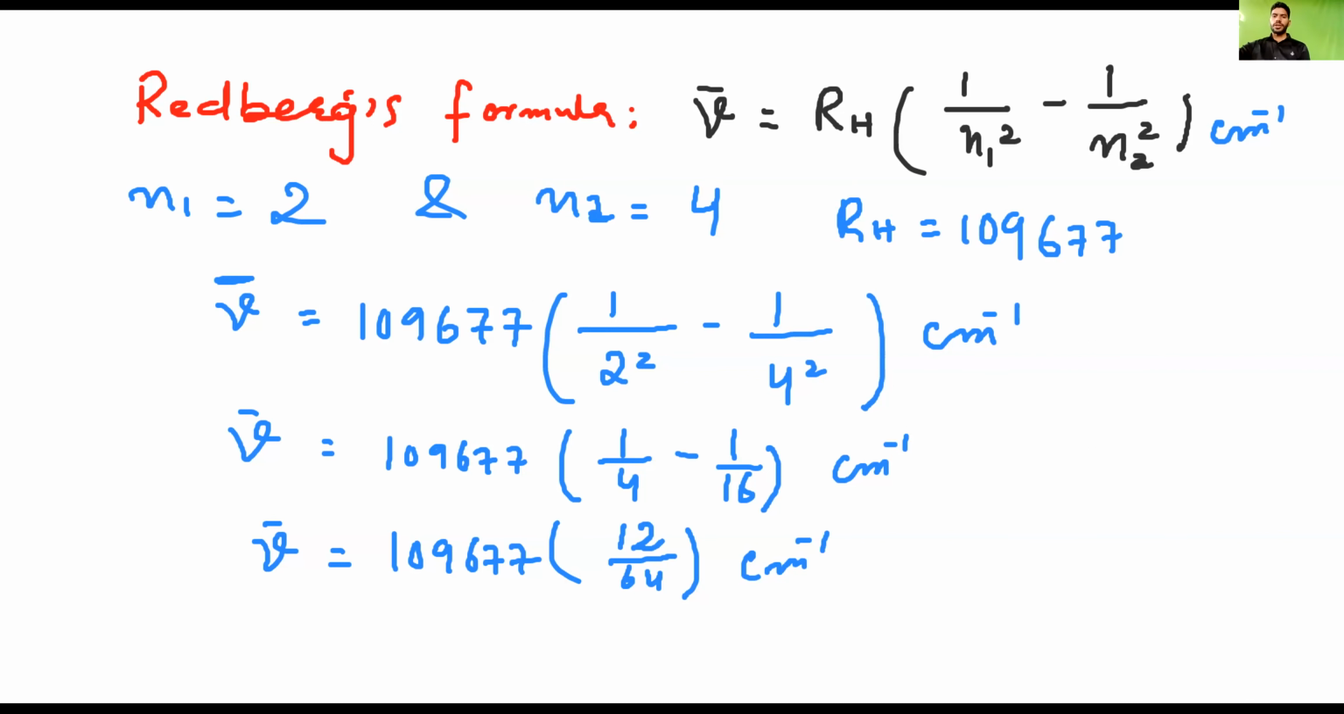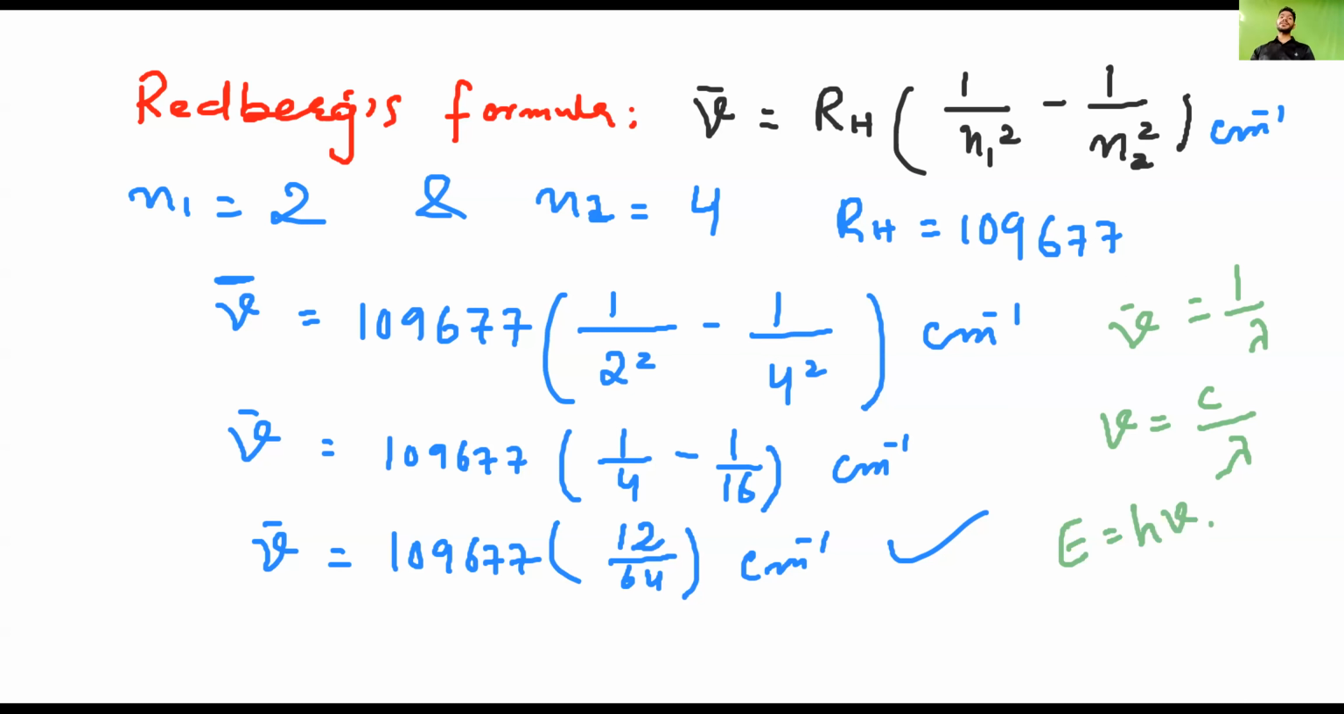Okay, so I hope that you can now solve it yourself: you just multiply this 109677 with 12 and then divide it by 64, and you will get the wave number. Now, when you have got the wave number, what can you calculate with it? You know that wave number is equal to 1 by lambda, so you can calculate the wavelength, right? And when you calculate the wavelength, you can also calculate the frequency. We know that frequency is c by lambda. And when you calculate the frequency, you can also calculate the energy, because we know that energy is equal to h into nu.